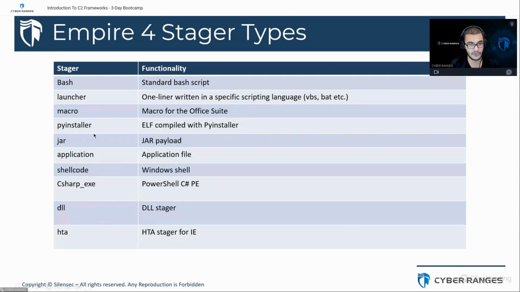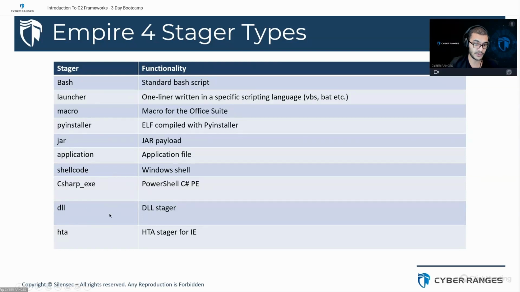You then have PyInstaller. So this usually gives you an ELF compiled with PyInstaller or even executables. I believe that works as well. You then have jar for jar payloads and application files. I've not covered all of them here, but you have shellcode. That's for Windows shellcode execution that you can customize to do anything. C# executable. So PowerShell C# portable executable. That's what it'll essentially provide you with.